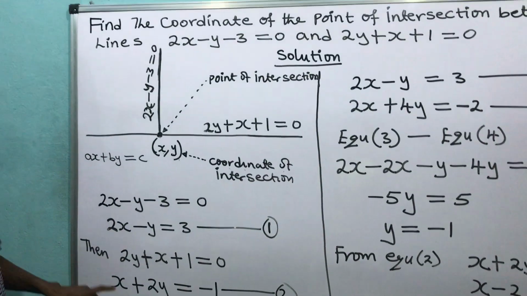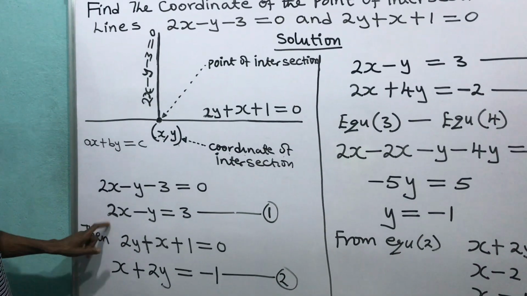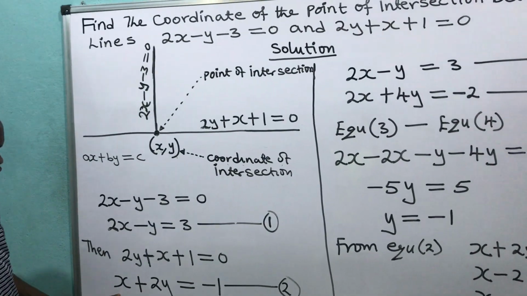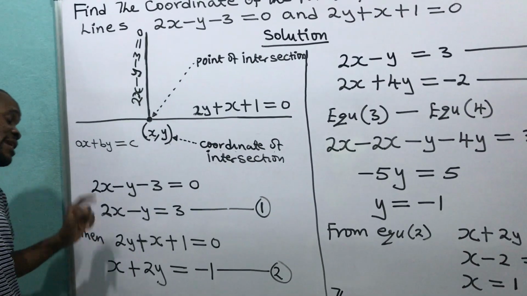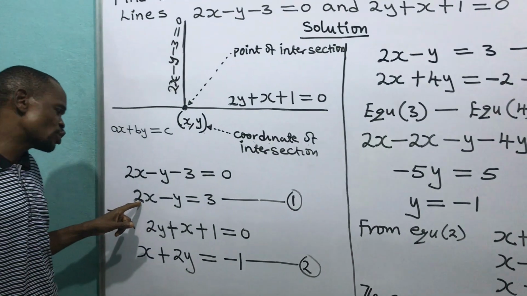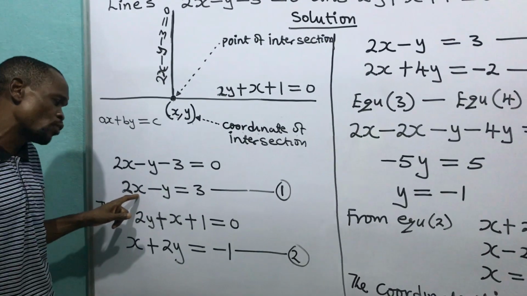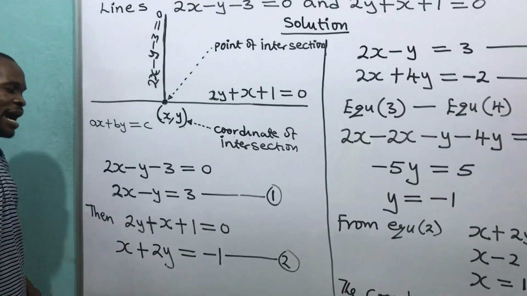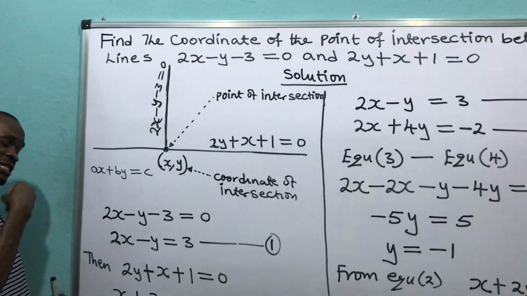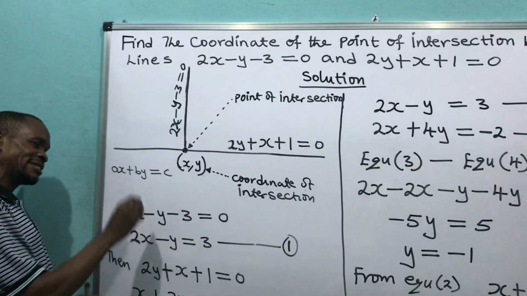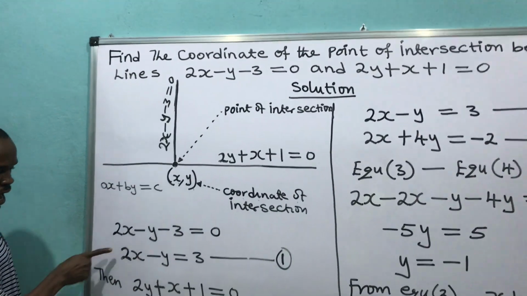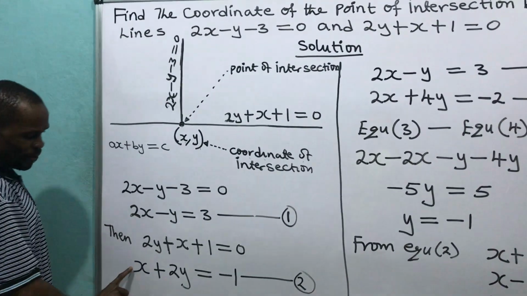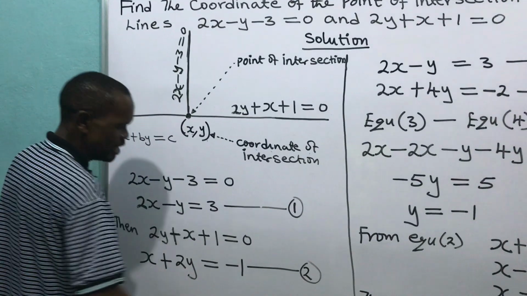for me to eliminate x on these two equations, I have to make the coefficients of x in the first equation and the coefficients of x in the second equation the same. And for me to do that, since I have determined to eliminate x, I'm going to take 2, which is the coefficient of x in equation 1, to multiply through all the values in equation 2.